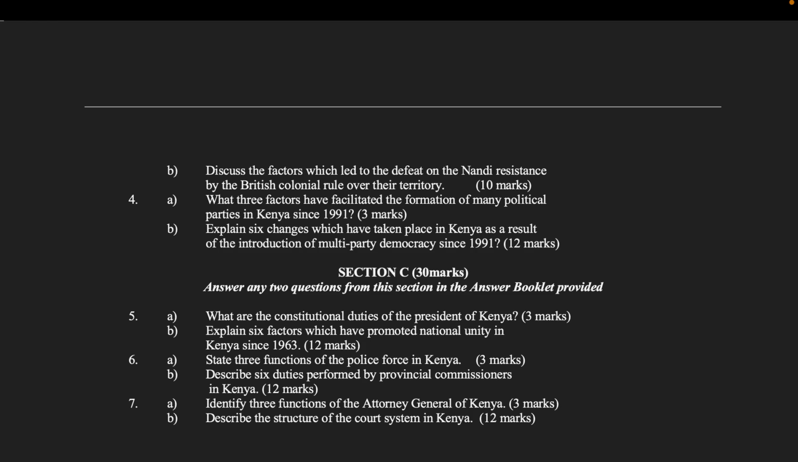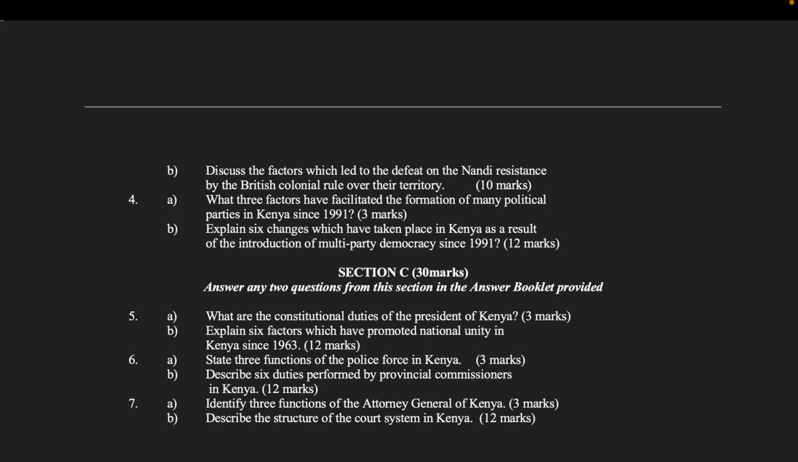I. To maintain law and order. II. To investigate crime. III. To provide internal security. IV. To control and direct traffic in the country. V. To arrest and prosecute suspected criminals. VI. To mount a guard of honor for domestic and international dignitaries.